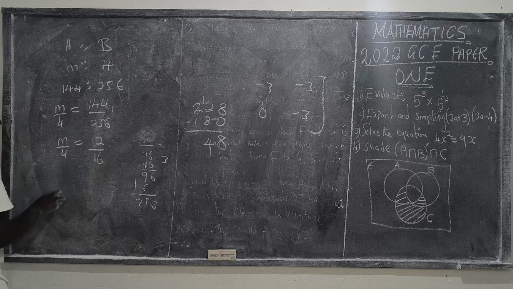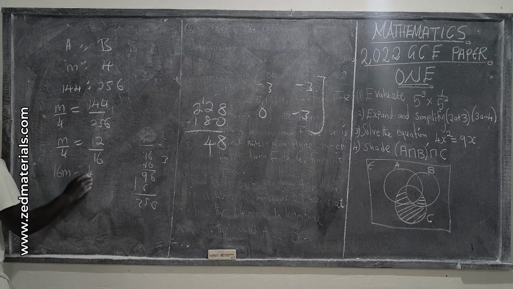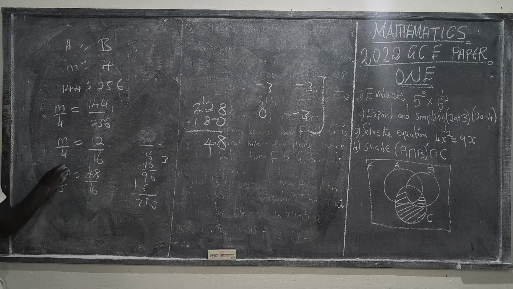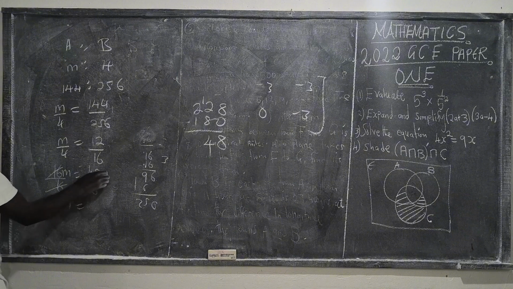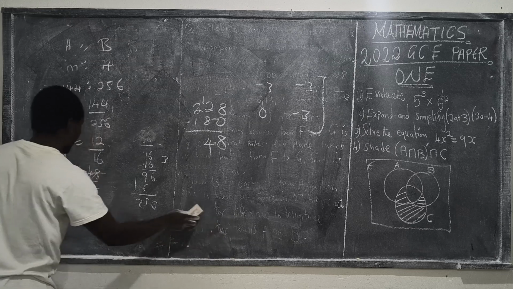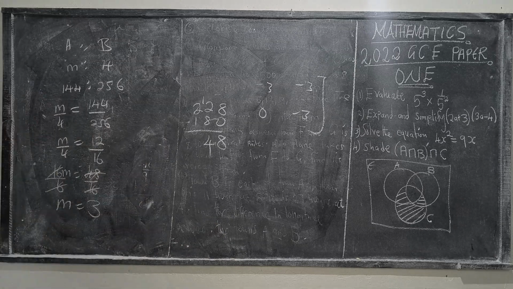So here I bring 16. m multiplied by 16, that is it. 16m is equal to 48. All right. So I divide by 16 here and by 16 there. 16 into 16, I have my m is equal to 16 into 48, that is 3. So m is 3. That's it. You have your m as 3. Done and dusted. You move on to 16D.